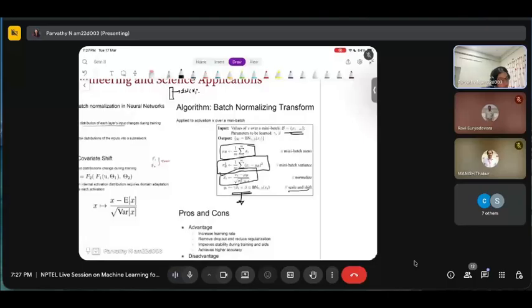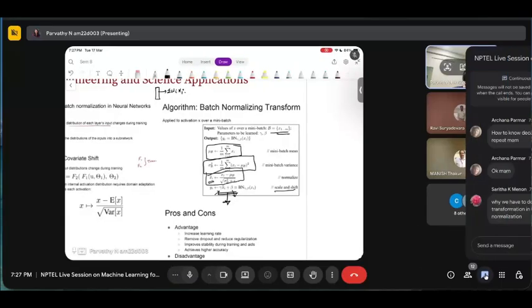It will use this scaled value and multiply it by a parameter gamma and add a parameter beta. So these two, gamma and beta, are again parameters that we need to find from the data. They are not any fixed value. They also need to be found out from the data.